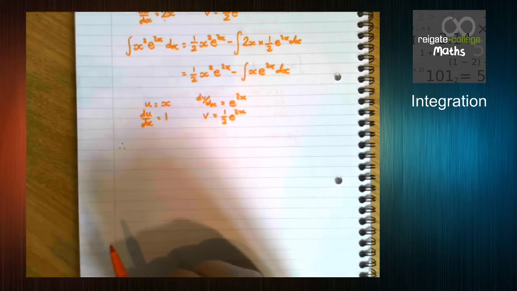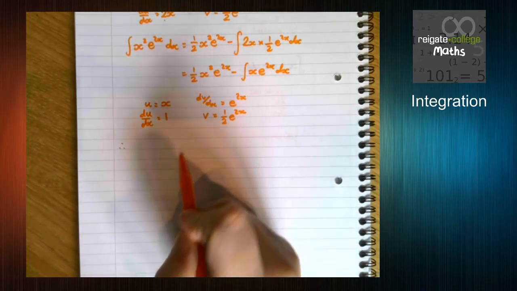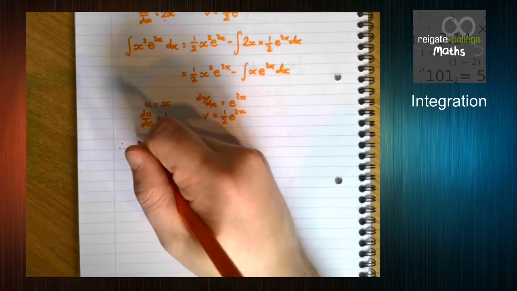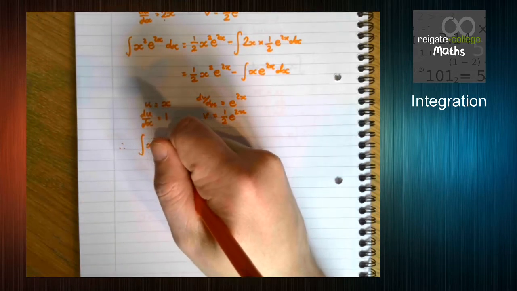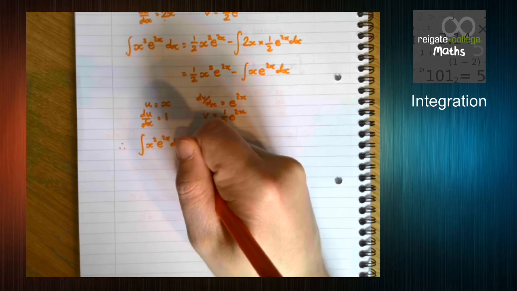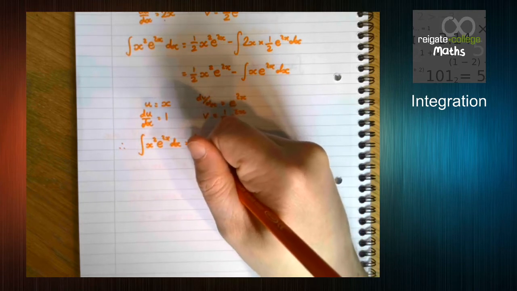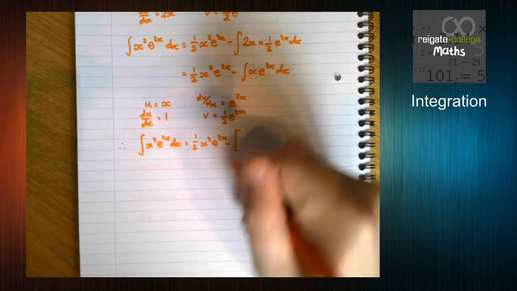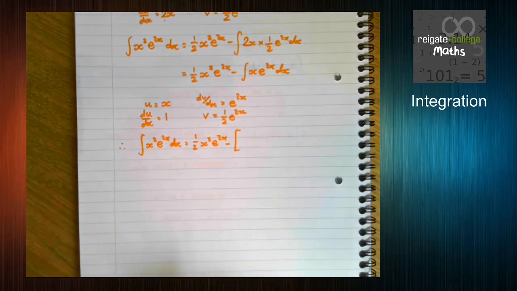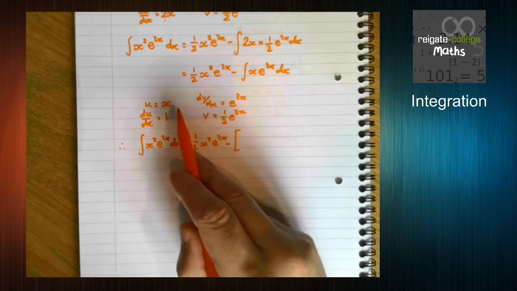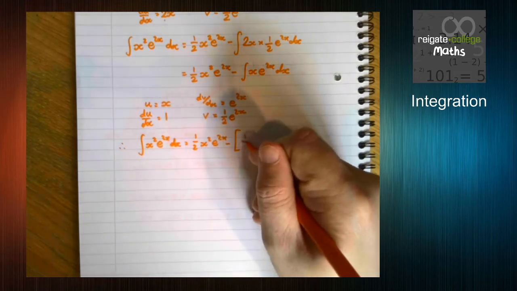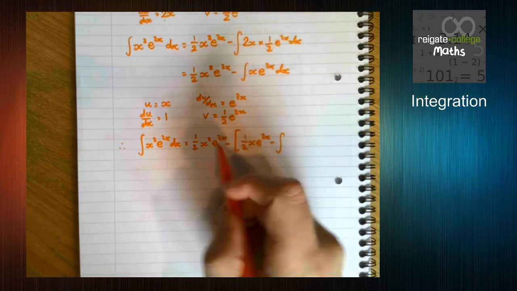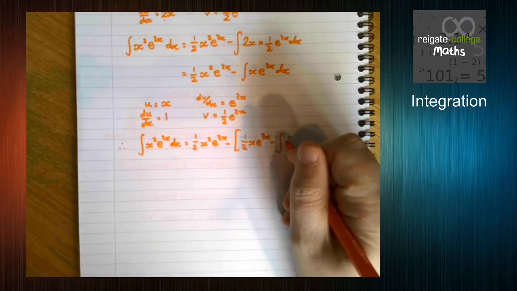Now this is where I'm saying be careful with your working. Don't just put an equal sign and keep going. You need to refer back to this, because this is the thing you're calculating. So we've got a half x squared e to the 2x minus. And then remember to put in a bracket, uv minus the integral of v du.